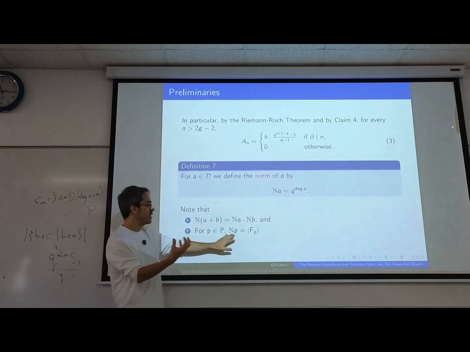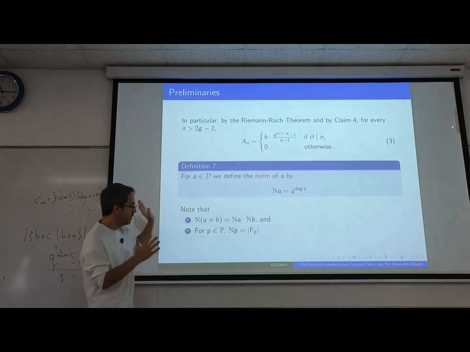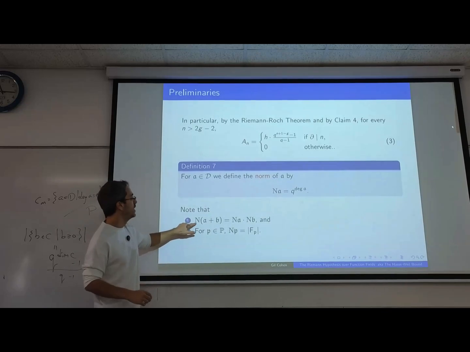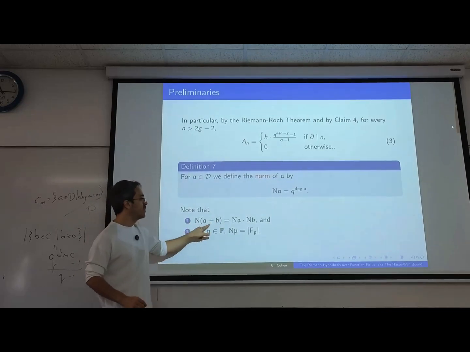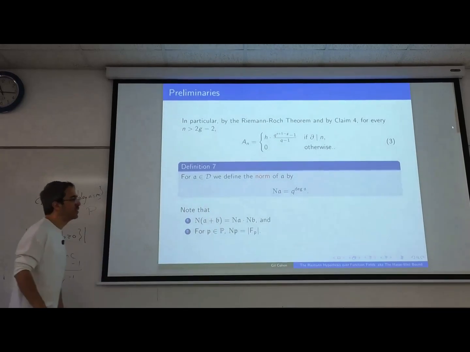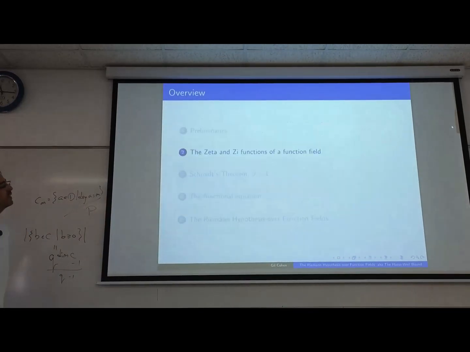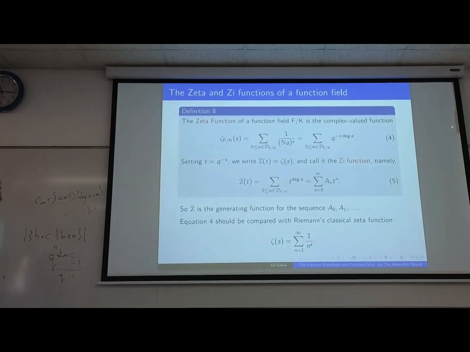So the norm actually captures something about the residual degree. And what's nice about it, we are going to use it kind of implicitly, is that it's multiplicative, right? The norm of A plus B is the norm of A times the norm of B, kind of obviously, because you just add the degrees. So with that, I can actually finally talk about the zeta function and its z function, which is actually easier to work with. Okay. So what is the zeta function of a function field?